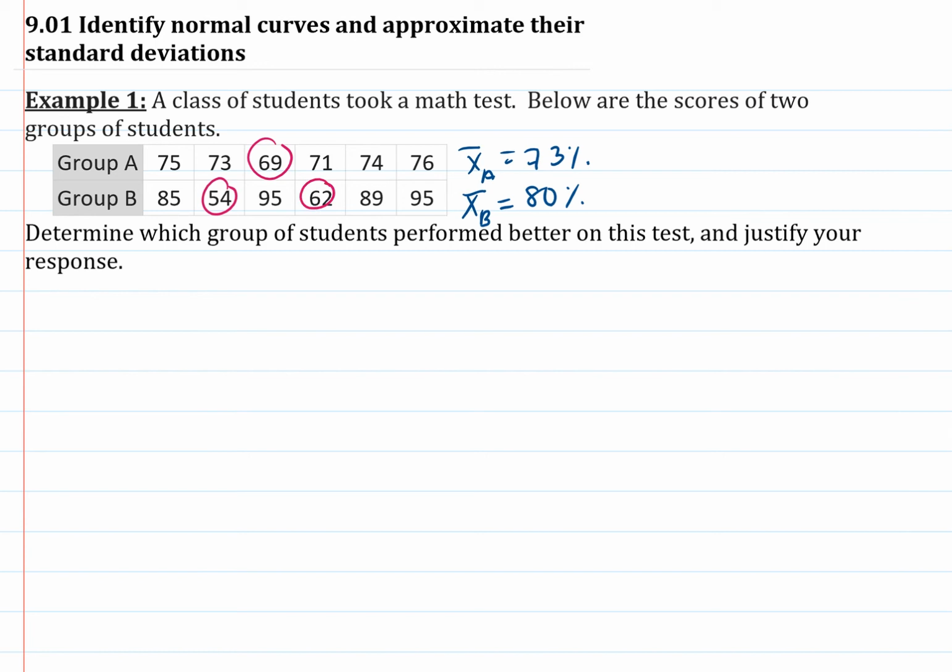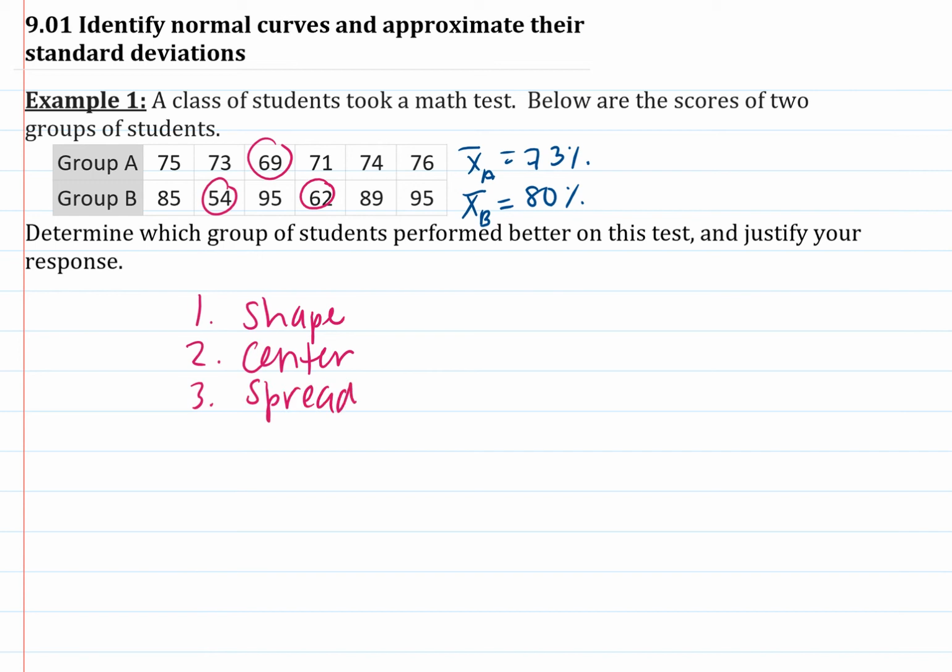So this turns out to be a pretty subjective question, who did better, but it illuminates some of the criteria we use to compare data sets. The three main criteria we use to compare data sets are the shape of the data, when you graph a dot plot, the center of the data, and the spread.